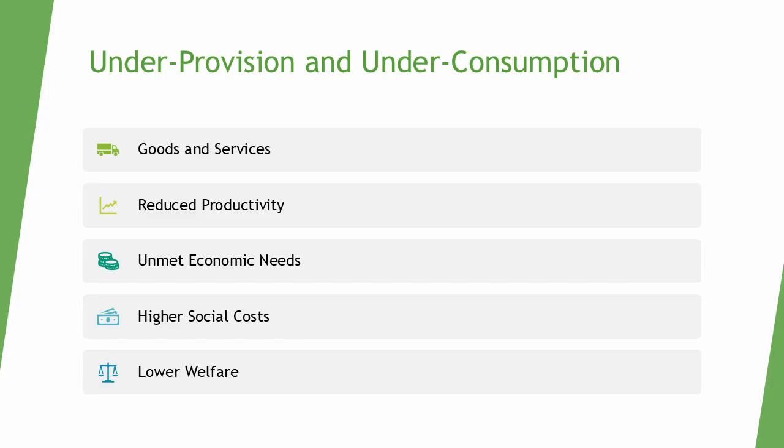The consequences of the underconsumption of merit goods and services are lower human capital, increased inequality, and higher future social costs. The consequences of the underconsumption of other goods and services are reduced economic efficiency and lower overall welfare. This leads to market failure in society as individuals fail to consume goods that provide significant benefits beyond themselves.